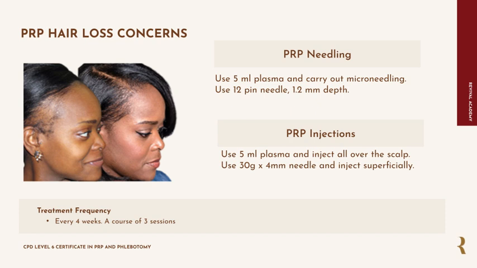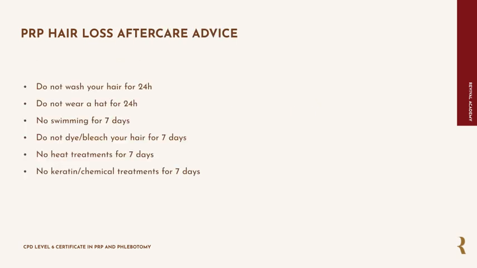Also you have to be quite frank with your client. With a one-off, you might not see a lot of difference, so it's usually a session of 3 normally, and it's very essential that you do it every 4 to 6 weeks, and this is to catch the hair in the correct phase of the hair growth in order to really stimulate the growth of the hairs. And then aftercare advice for PRP for hair loss.